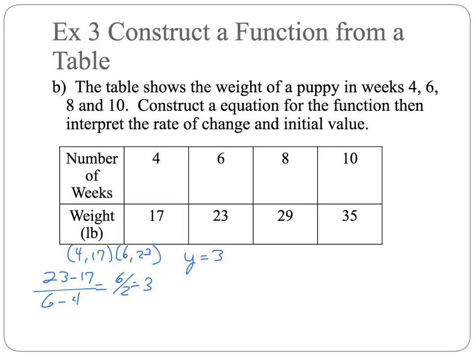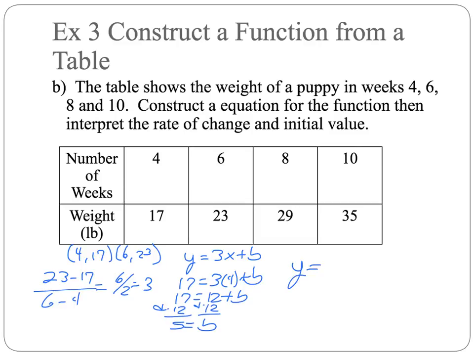Y equals 3x plus b. 17 equals 3 times 4 plus b. 17 equals 12 plus b. Add negative 12 to each side. And we get 5 equaling b. So y equals 3x plus 5.